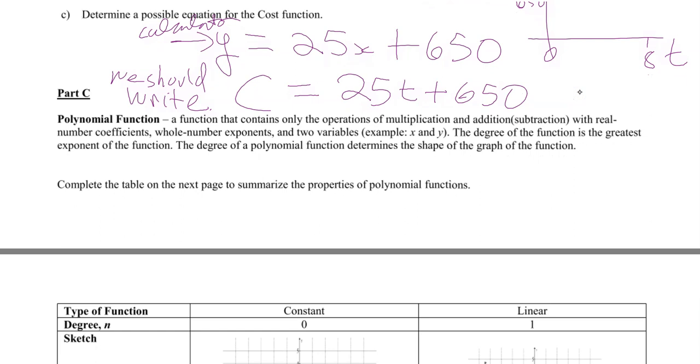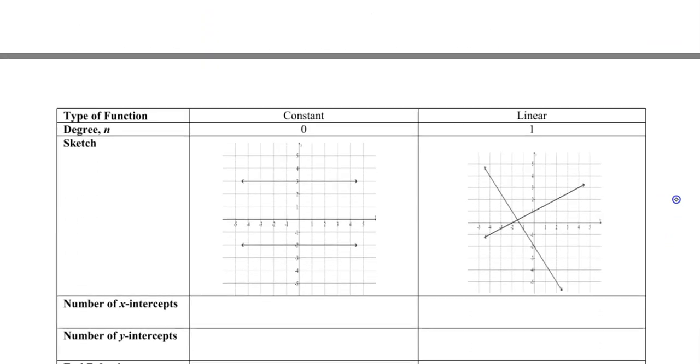The degree of the function is the greatest exponent of the function. The degree of a polynomial function determines the shape of the graph of the function. Right? Now we're getting into what does the equation look like and what does the graph that goes with that look like. So complete the table on the next page to summarize the properties of polynomial functions.